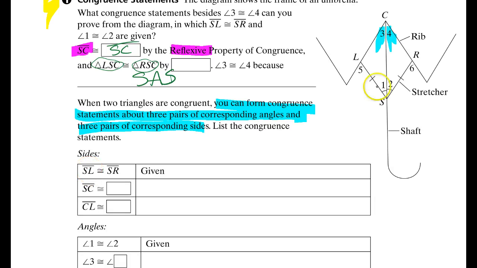SL congruent to SR. We were given that. SC is congruent to SC. So that means we're looking at the triangle on the left compared to the triangle on the right and matching up the stuff that we've got. These are congruent because that's the reflexive property.